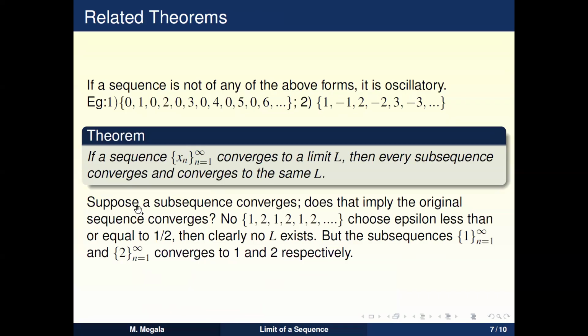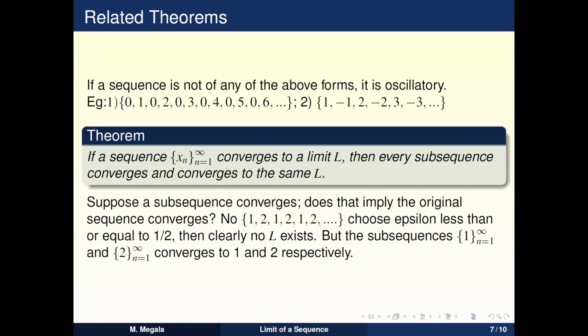Okay. So if a sequence converges, every subsequence converges to the same limit. Now suppose a subsequence converges. Can we say the original sequence converges? No, right? We already saw the example: 1, 2, 1, 2. We can take the constant sequence 1 as one subsequence, and the constant sequence 2 as another. We know a constant sequence converges to that constant number.